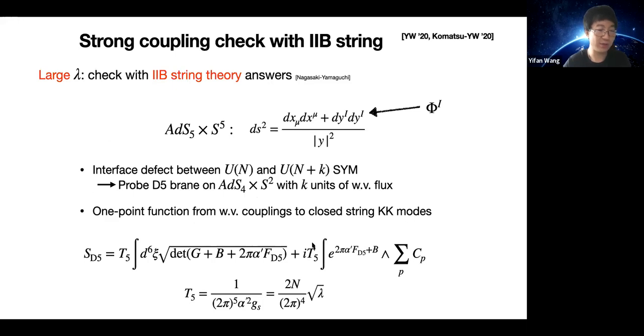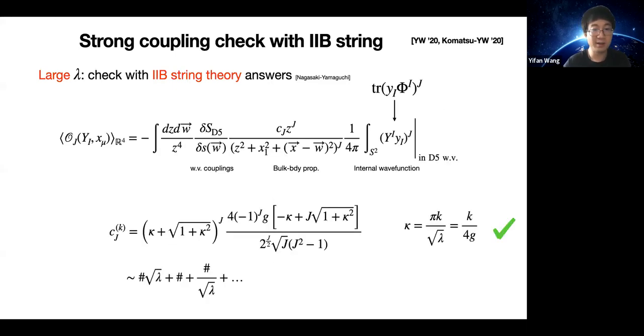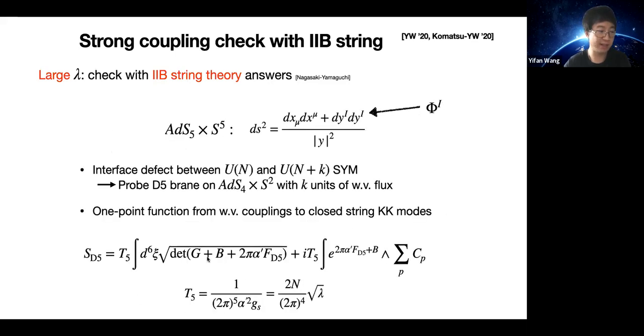So this amounts to studying the DBI action of the D5 brane, which takes the following form, including the Wess-Zumino coupling, and the tension goes as follows on this geometry. More explicitly, the one-point function will take the following form. It will involve these world volume couplings, which can be extracted by expanding all these terms to first order in the fluctuation of these closed string KK modes.